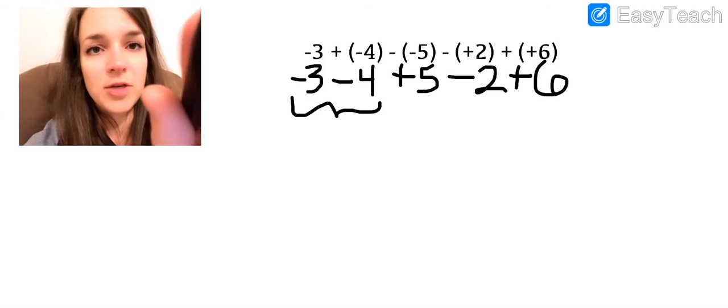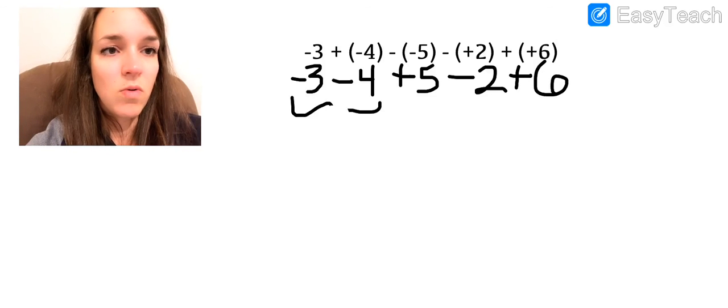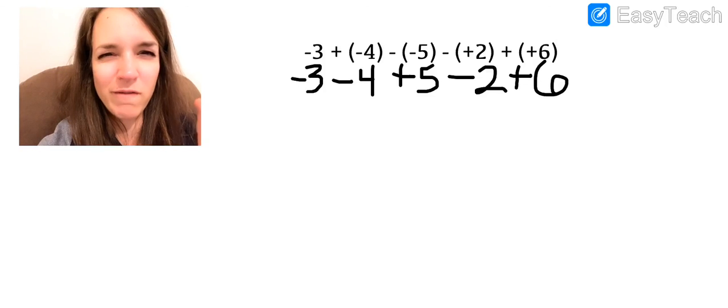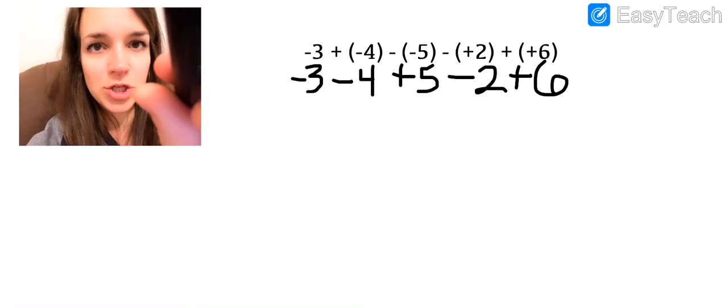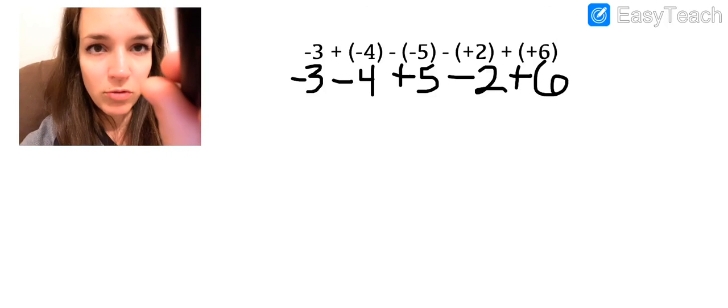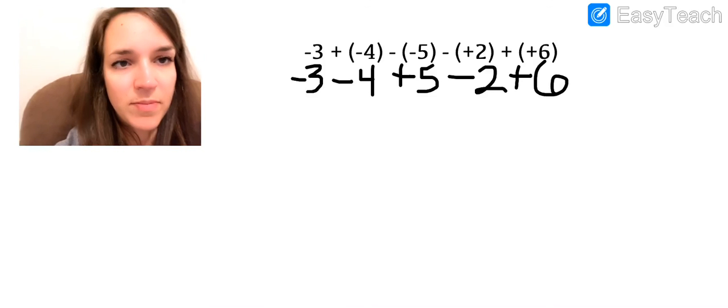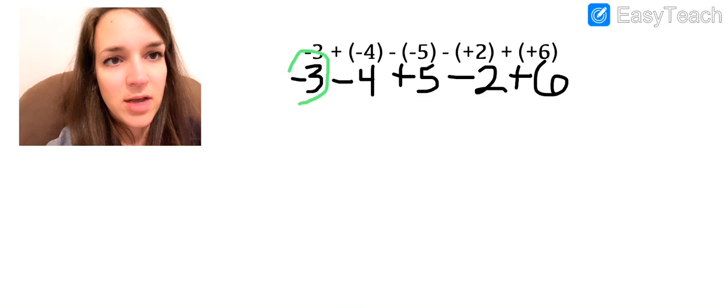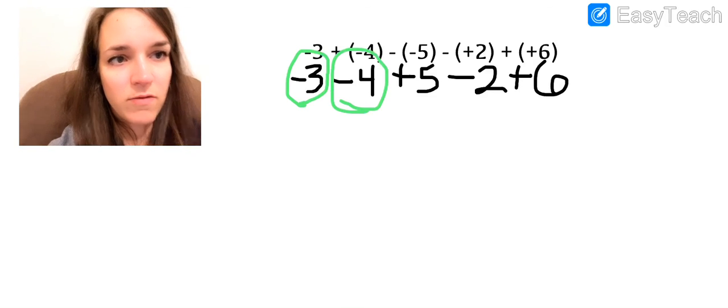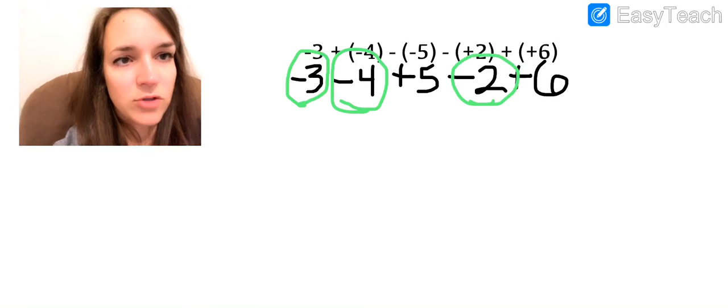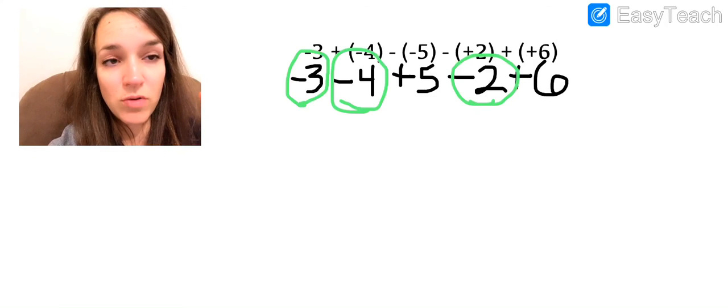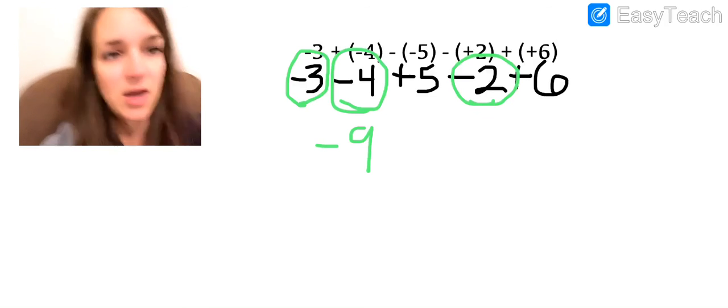Or, let me show you the other way. Or we can group like we did before. Let's group our forces. This is how I like to teach it. So we're going to group our forces. We're going to say, okay, we've got a negative 3, a negative 4, and a negative 2. So all of those forces are going to go together. So 3, 4, and 2 gives us a negative 9 total.